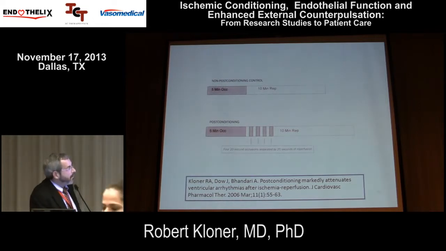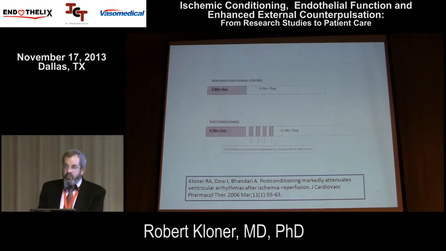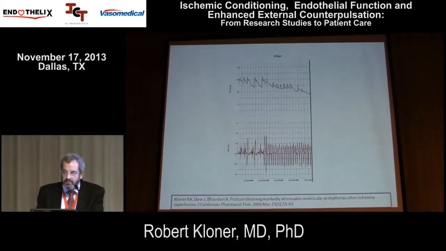So in a rat model, Dow and coworkers in our lab exposed rats to 5 minutes of occlusion and 10 minutes of reperfusion as a control, and then there were post-conditioned rats who received four 20-second occlusions separated by 20 seconds of reperfusion, and then 10 minutes of reperfusion, and we recorded and calculated the number of arrhythmias during the long reperfusion phase.